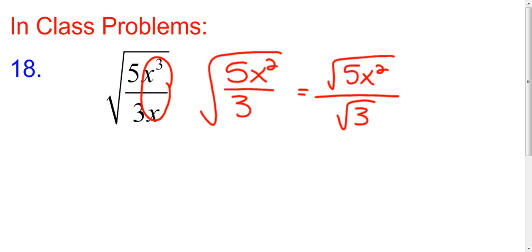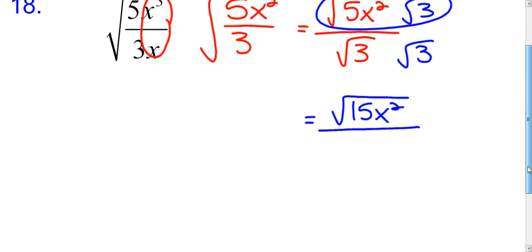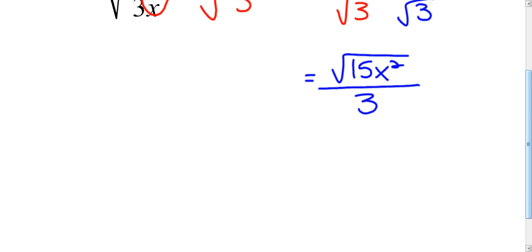However, you can't leave a radical in the denominator. And so now I will need to rationalize the denominator by multiplying by root 3. And so what happens on the top, when I multiply that out, 5x squared times 3 becomes 15x squared on the top. And on the bottom, root 3 times root 3 is root 9. And the square root of 9 is 3. And now I don't have that in the radical anymore. And then the only thing I can do is try to simplify from here.